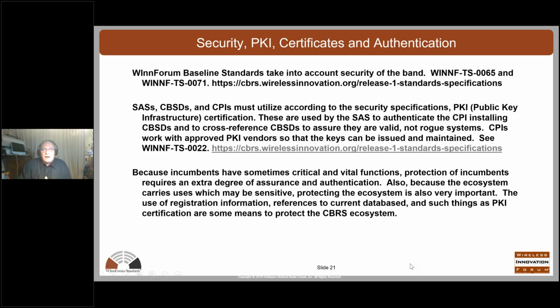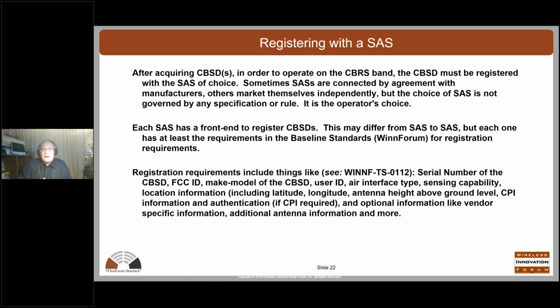All right, next slide. I'm going to skip this one for right now. Yep, you can register with a SAS and they make the information necessary through the CPI. It includes such things as the serial number, FCC ID, make and model of the CBSD, interface type, authentication for the CPI itself, and authentication for the equipment is required. But do know that if you're using a CBSD, information has to be registered with the SAS. Next slide, please.